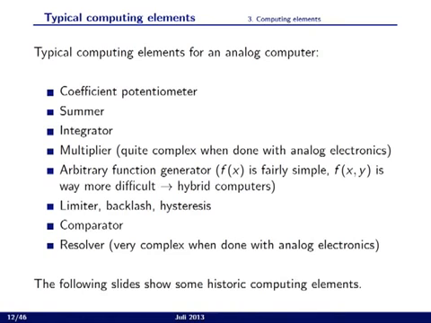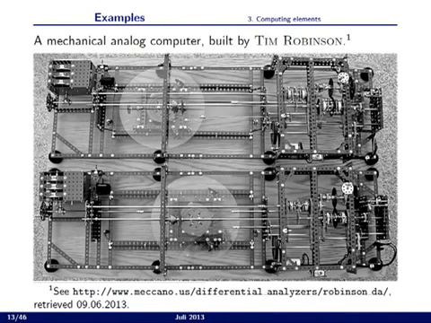You need limiters, backlash, hysteresis, just a bunch of nonlinear functions. You need comparators, for example, to compare two values. And maybe if you are implementing a flight simulator, you need a resolver to transform coordinate systems or to rotate coordinate systems. Let's have a short look how elements like these have been implemented in the past.